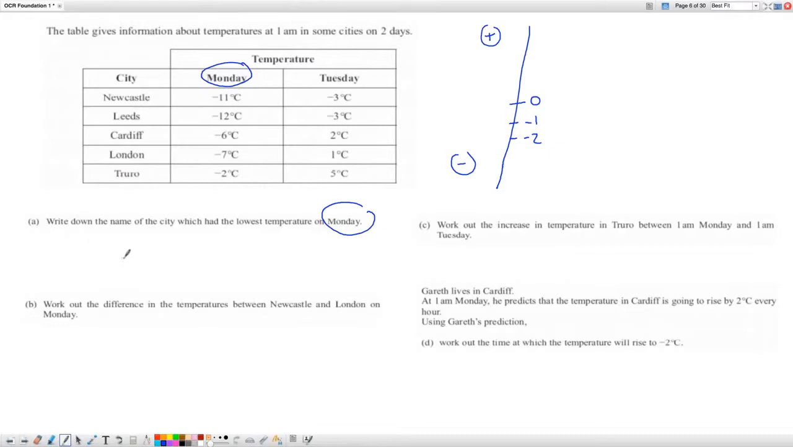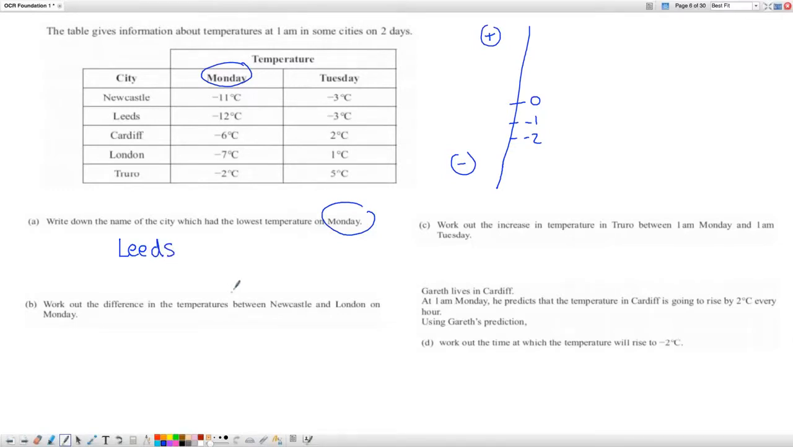So the city, that's wrong. Okay, I'll start again. So when I say we're looking for the lowest number, here we have -12. Which corresponds with Leeds. So this is the city with the lowest temperature on Monday.